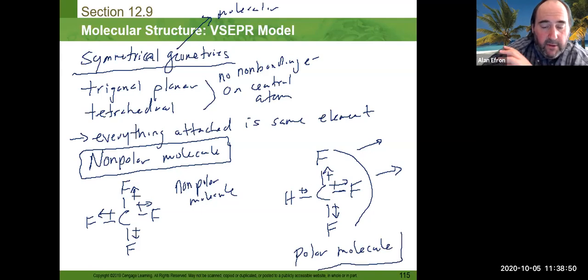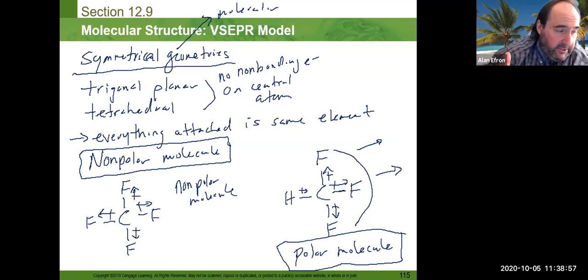So the quick way to figure this out, if you have one of those two geometries, is if you have trigonal planar or tetrahedral molecular geometry and everybody on the outside is exactly the same element, it's a pretty safe bet to write nonpolar molecule. If you have trigonal planar or tetrahedral geometry and everybody on the outside is not the same element, it will most likely go from nonpolar to a polar molecule in that particular case. Question on those symmetrical geometries.